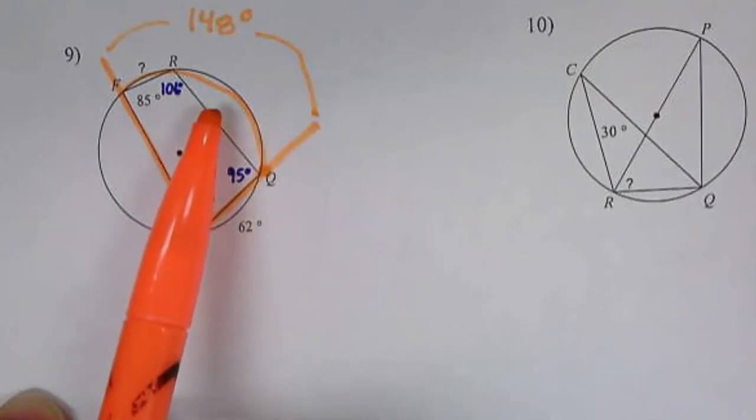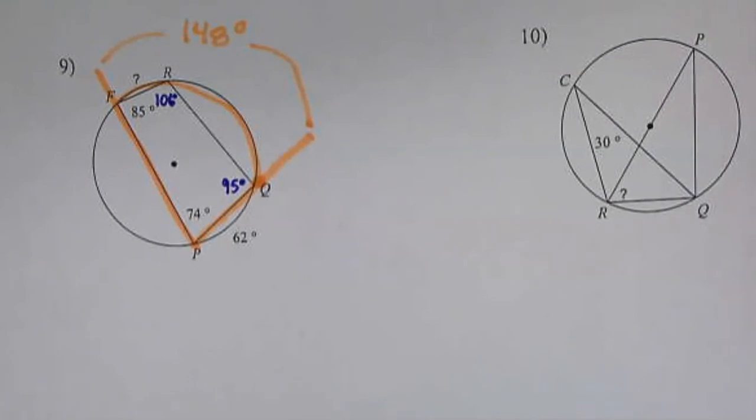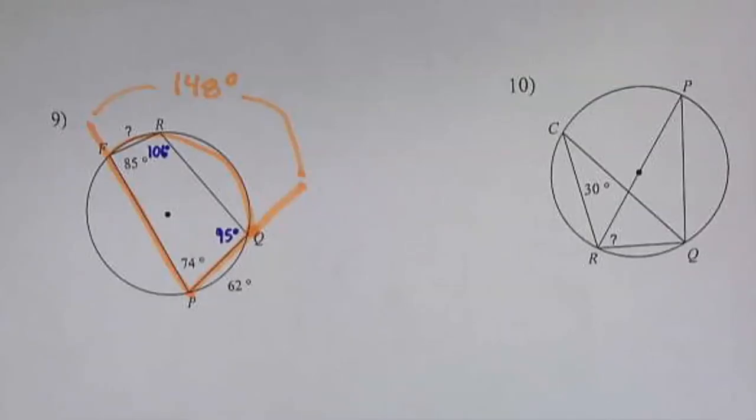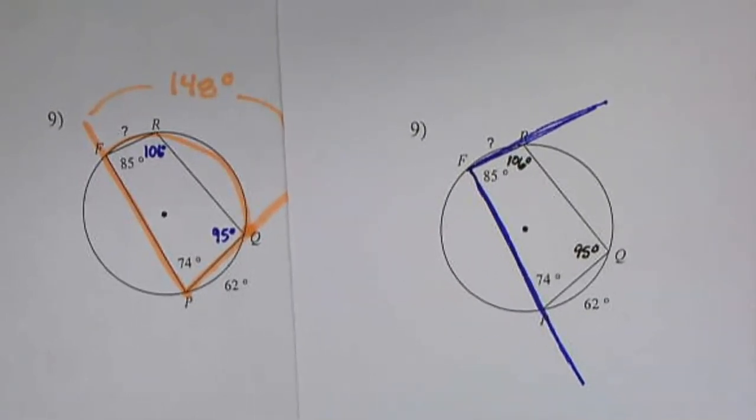But I don't know what the measure of RQ is. So I'm going to have to use something else to find out what the measure of RQ is. So that's why I say this is like a couple of steps. Okay, so at the risk, I don't want to draw too much on one figure. So let's just go ahead and turn our attention to angle F, the one that's marked 85 degrees. Which arc on the circle, what part of the circle does angle F intercept? And when we do that as a separate picture, this is what we see.